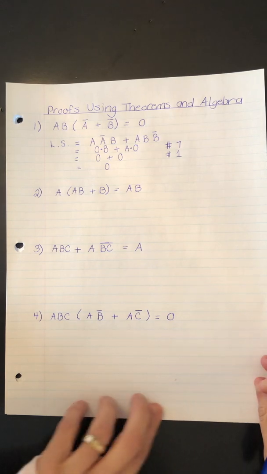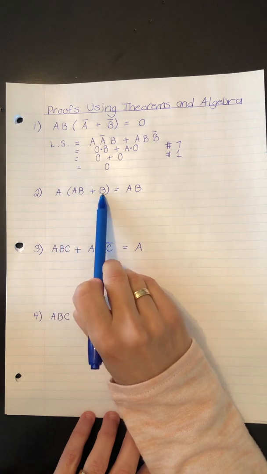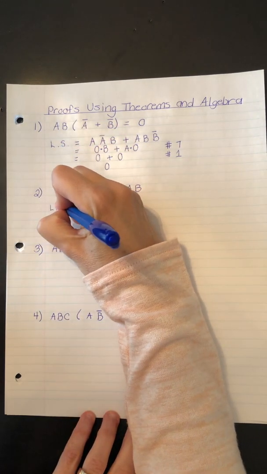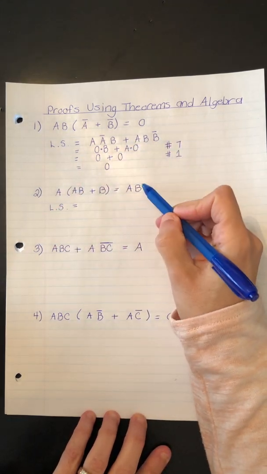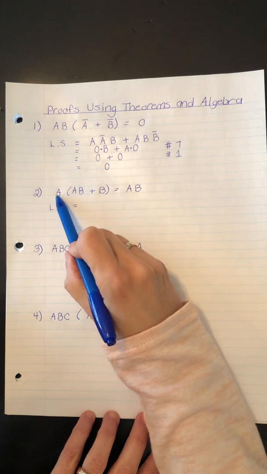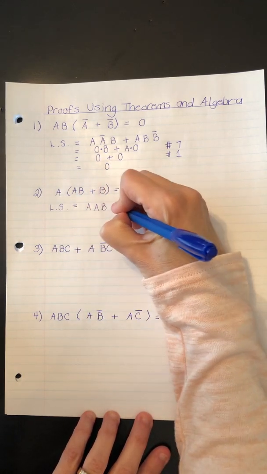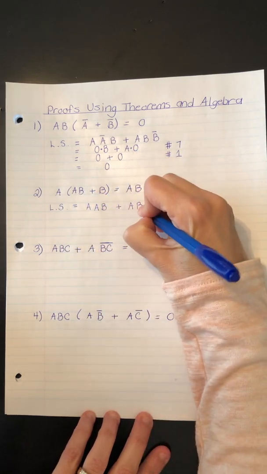Okay, let's try the second example here. So the first thing I'm going to do is open up this bracket. Again, using multiplication. We're working with the left side because it's more complicated than the right side. So left side, so it's A times AB plus A times B.